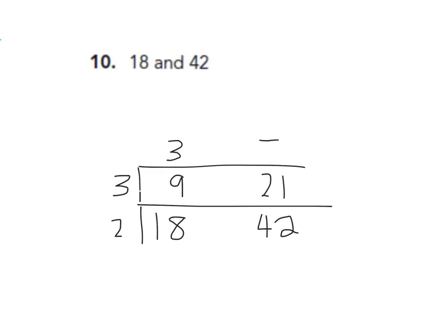And then I'll look at what remains here, 3 and 7. I don't think anything divides into 3 and 7. So, I know a couple things. I know that 3 divides into them and 2 divides into them, but the biggest number that divides into them is 6. So their greatest common factor is 6.